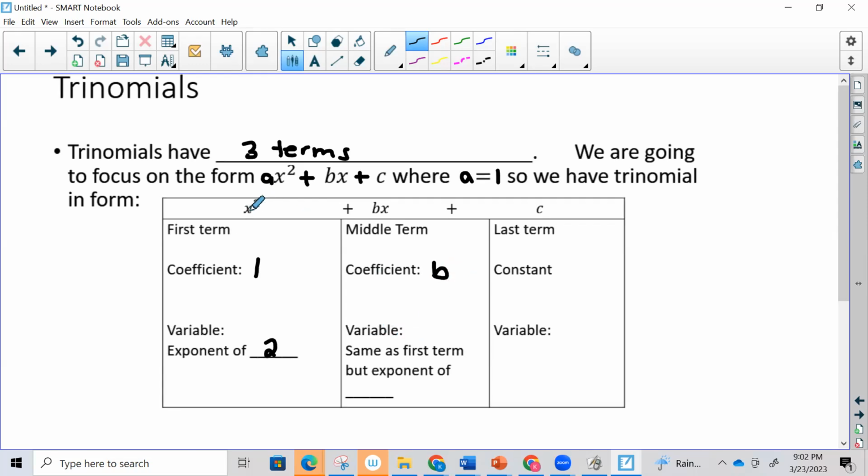And the variable needs to be the same variable. So if this was like a y squared, then this needs to be a y. Same as the first term, but the exponent has to be 1, so it's just going to be x or y or z by itself. Okay. The last term is the constant, and the constant, again, is the number without a variable. So the variable is none. There is no variable. So the constant is just some number added at the end or subtracted at the end. Okay, so this is the form that we're looking at.